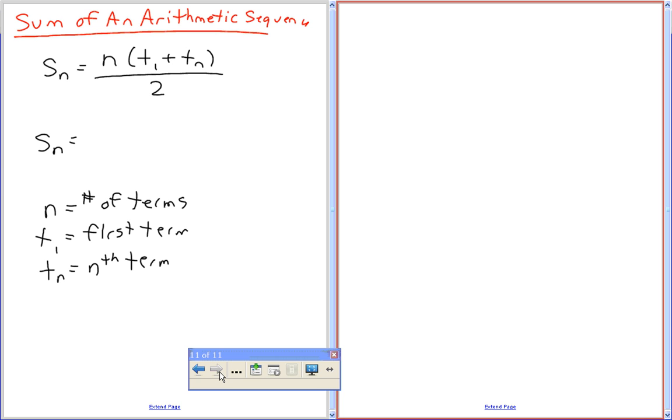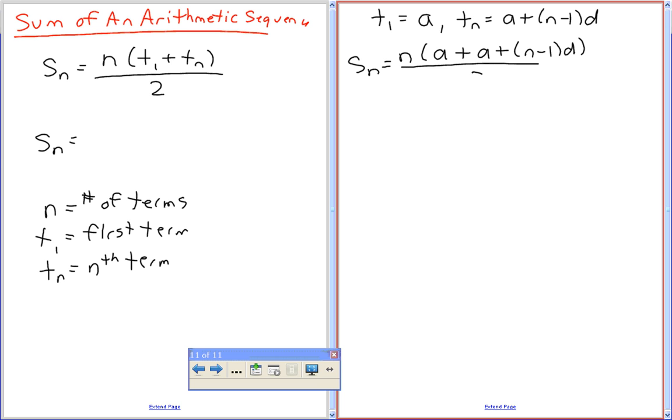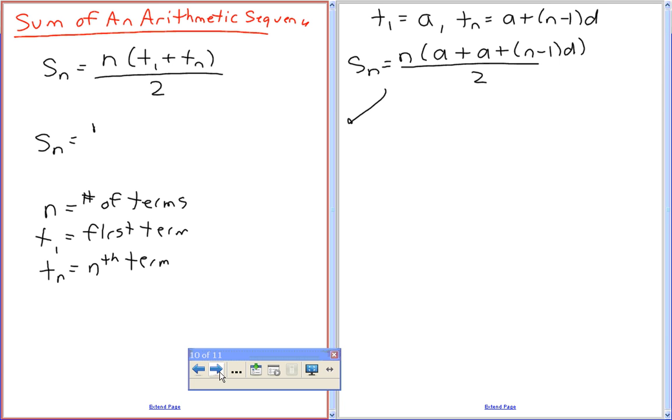Okay, yes. T1 we can also call a, and Tn we can also call a plus (n minus 1)d. So I can rewrite my equation as Sn equals n times (a plus (n minus 1)d) over 2, which going back over here I can write as n times (2a plus (n minus 1)d) over 2. Okay, so those are all my equations.